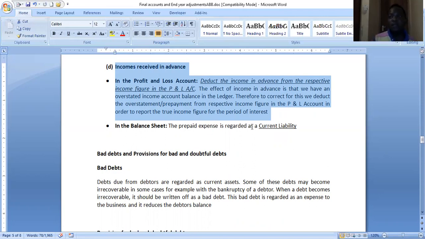So for instance, at the East African University, we're receiving school fees from you, the student, say in the month of June. So we've received your school fees for the month of September, for the semester September to December, yet you've not gotten there. So this is an income that you have received in advance, yet we have not rendered the service during the semester of September to December.